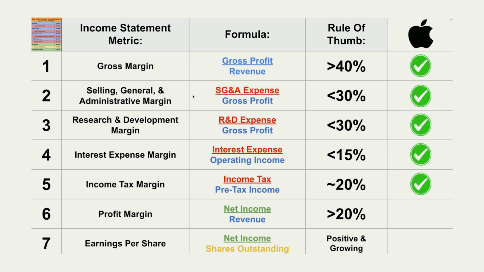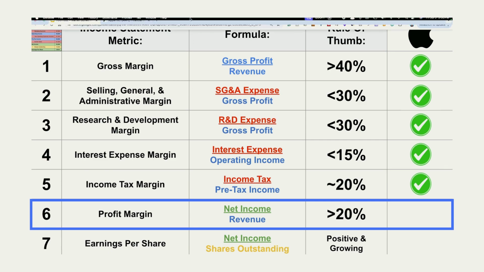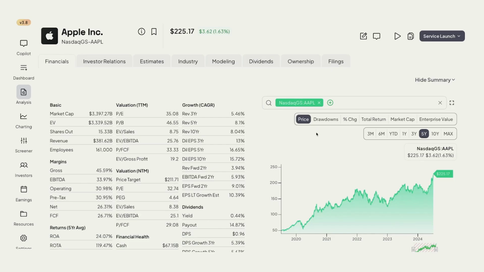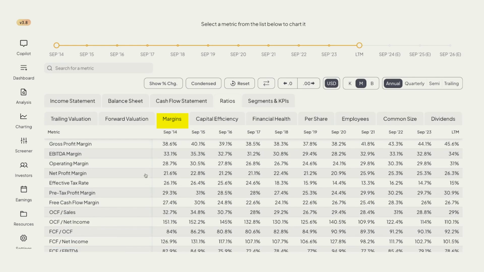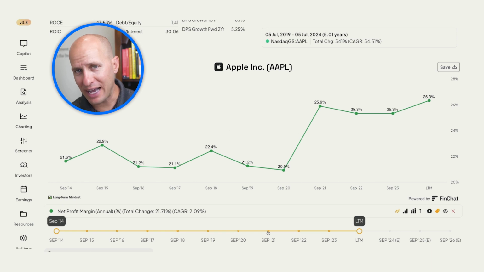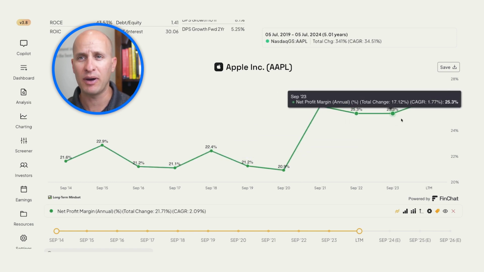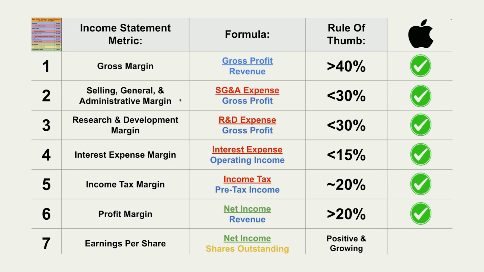Next, we're going to take a look at the company's profit margin. We take the company's net income and divide it by revenue. Now, thankfully, this is math that FinChat will actually do for us. If we scroll down to the ratios, click on margins, and call up the company's net profit margin, we can see that Apple over the last 10 years has generated a net profit margin that is well over 20%. In fact, over the last 12 months, the company has generated a profit margin of more than 26%. That indicates that Apple is doing something that gives it a competitive advantage, which would give us a green check mark on this rule of thumb as well.